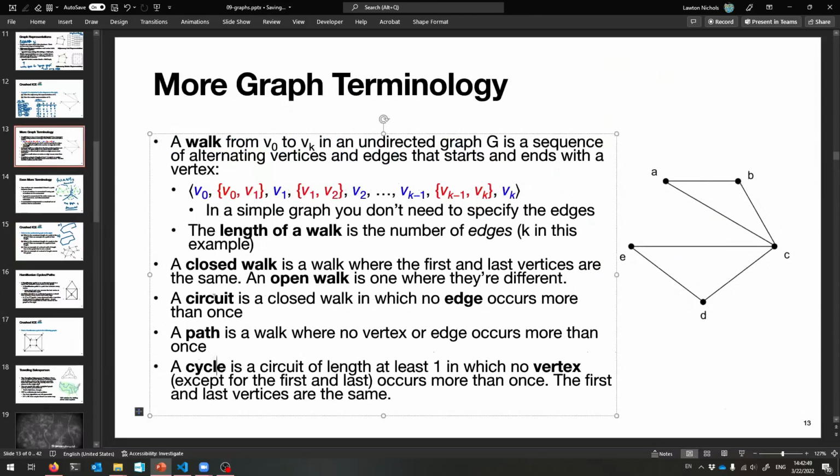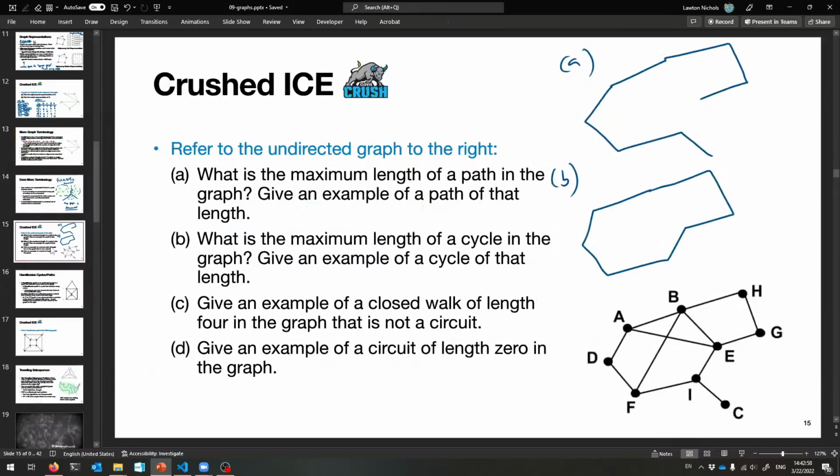Give an example of a closed walk of length 4 that is not a circuit. So a circuit is when you don't duplicate edges. A closed walk just means you start and end in the same place, potentially duplicating edges. So that's the hint. So here is a closed walk of length 4. Let's go around and be like A, B, E, back to B, back to A. That is a closed walk. But it duplicates edges. So it's not a circuit.